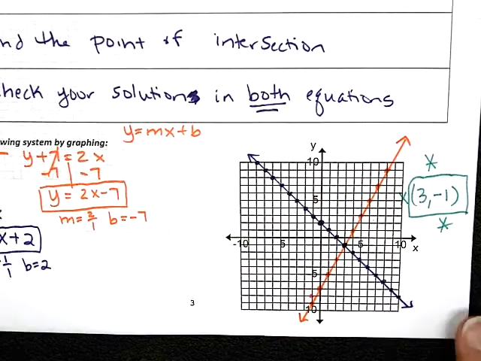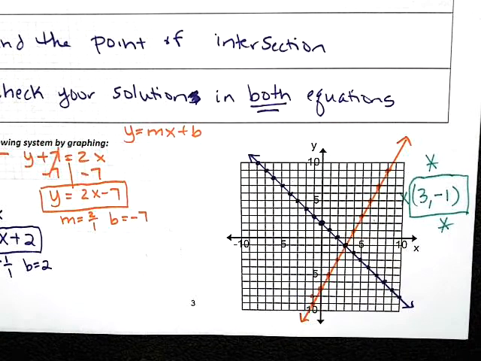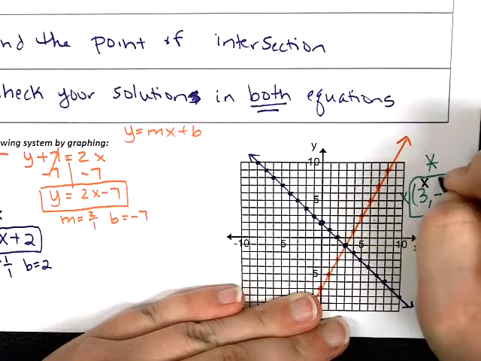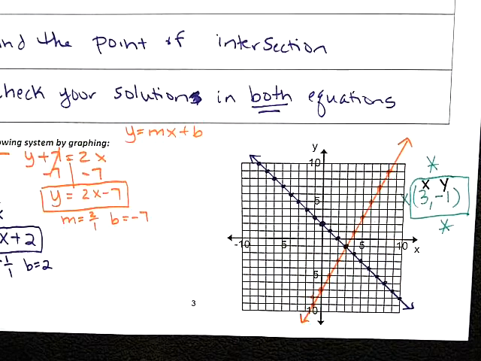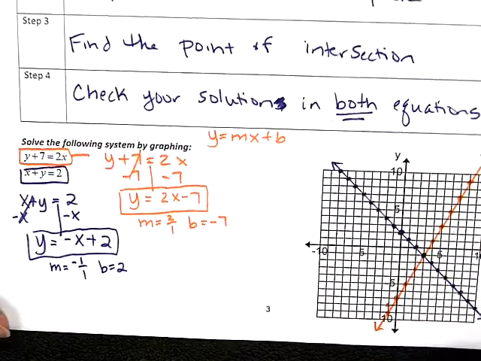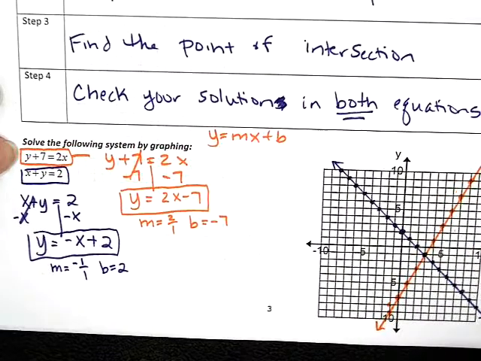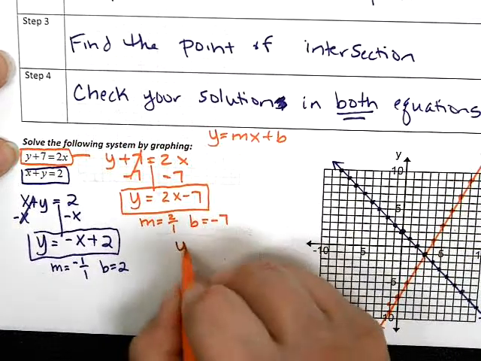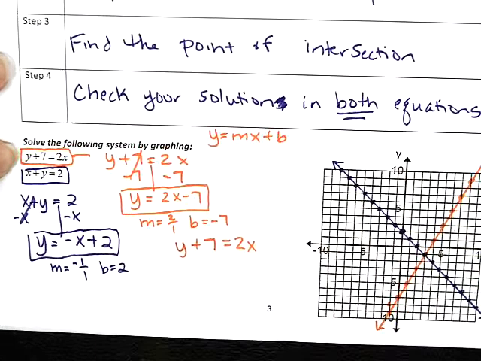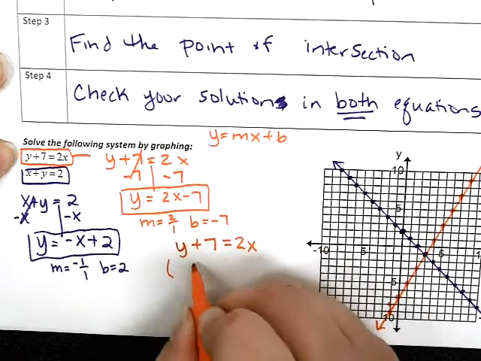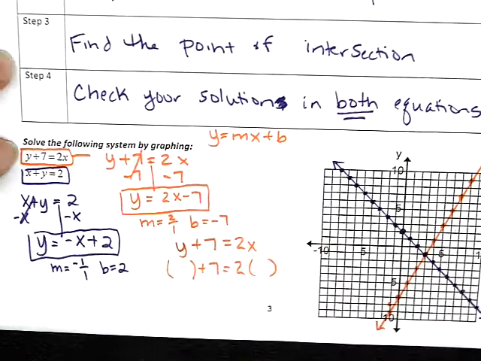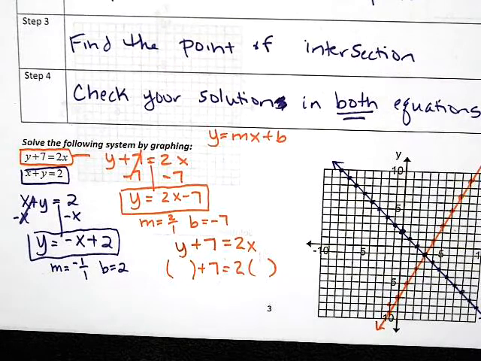All right, so 3, negative 1. So really quick, let's figure out the 3 is the x value and the negative 1 is my y value. So that's what I want to plug into my original equations here. So I always go back to my very original. So my first orange equation was y plus 7 equals 2x. So take out x and y and put in your parentheses. So y plus 7 equals 2x.